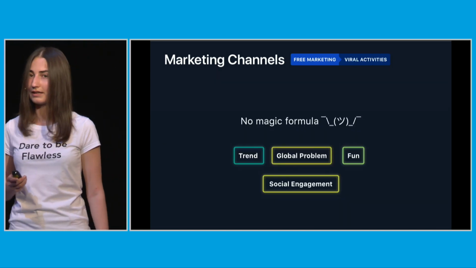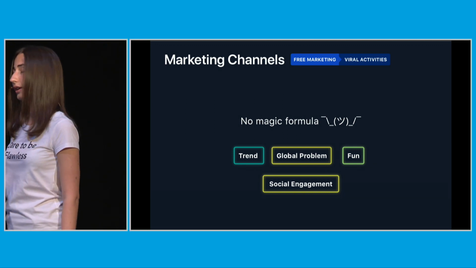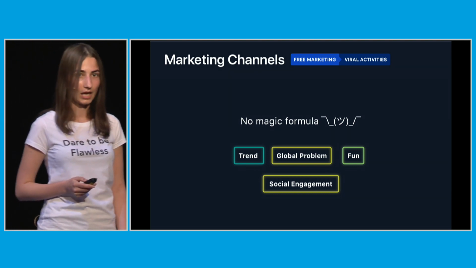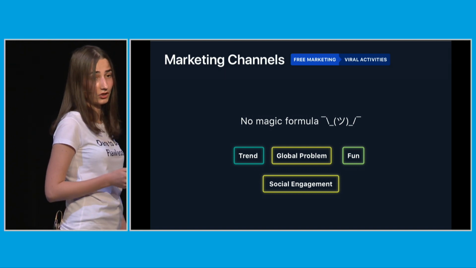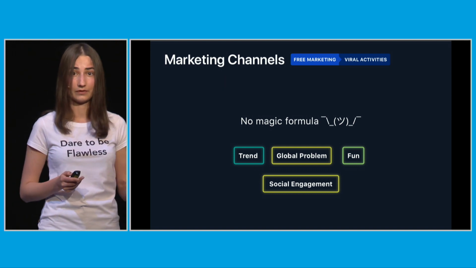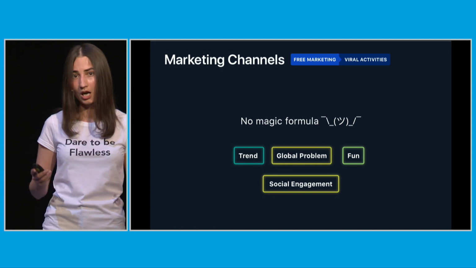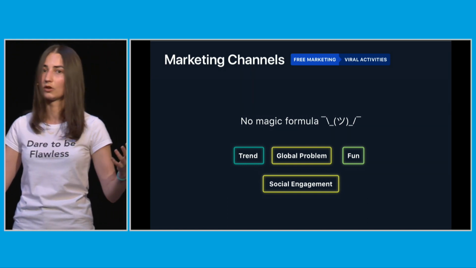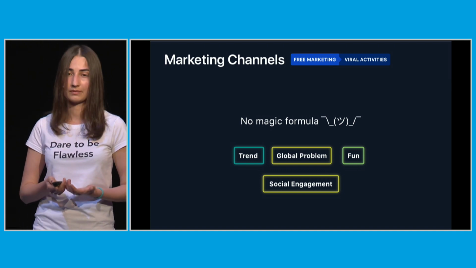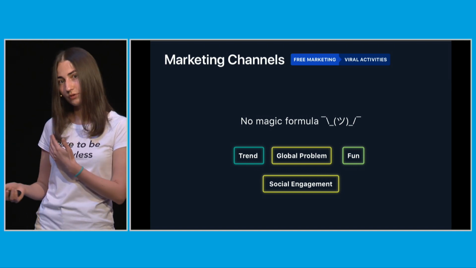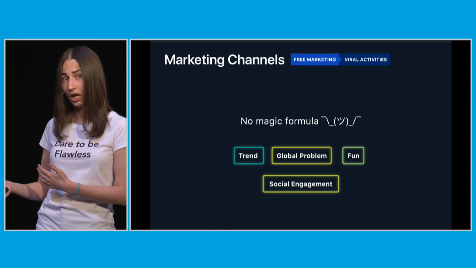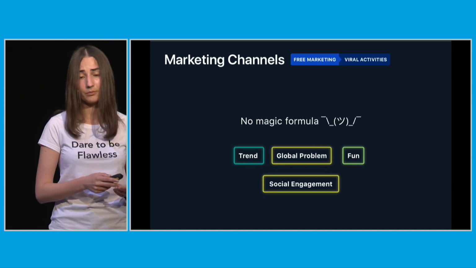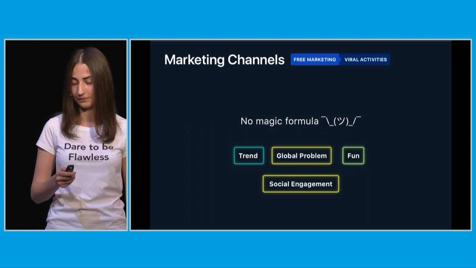While content takes time to master, you can try to work with viral activities. Viral activities is any type of marketing activation which gives you a fast traffic. There is no magic formula, but you can work with a trendy topic, a huge, big global problem for people, something very fun, or something which has a social engagement. We won't go into psychological principles behind it, but we'll see some examples.